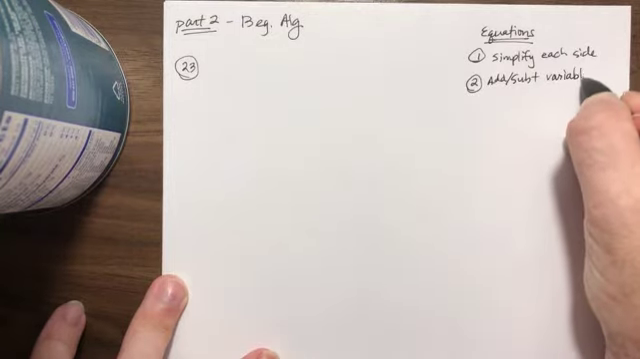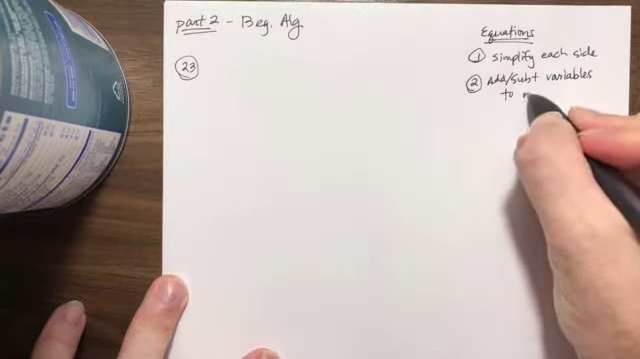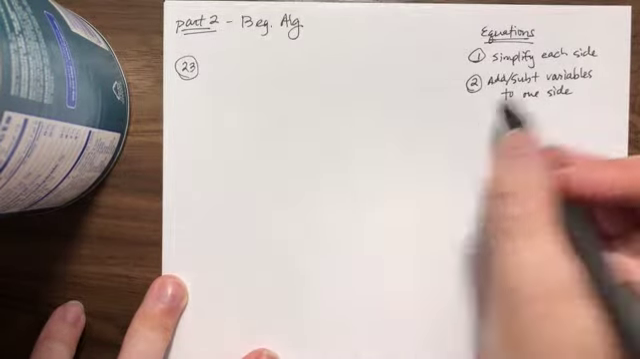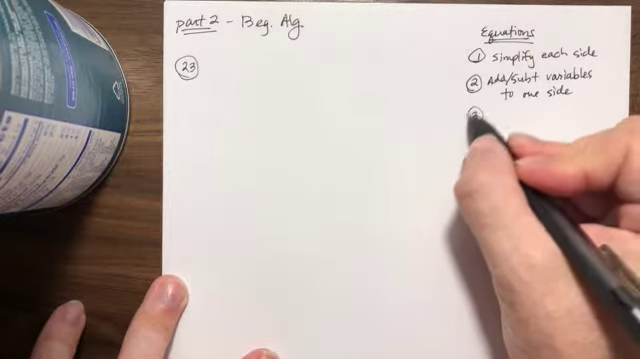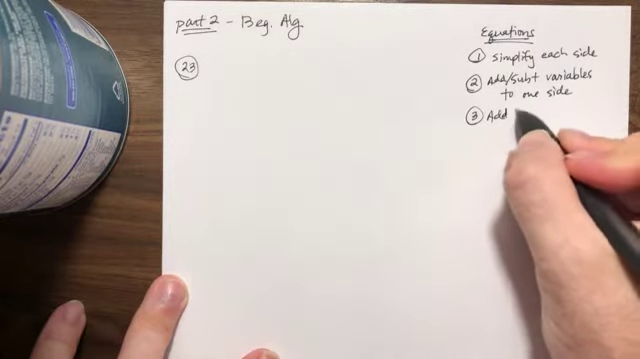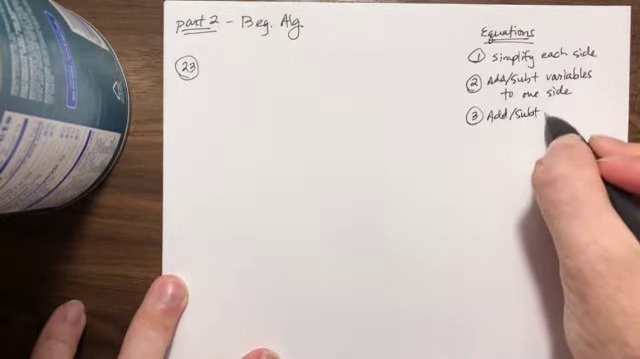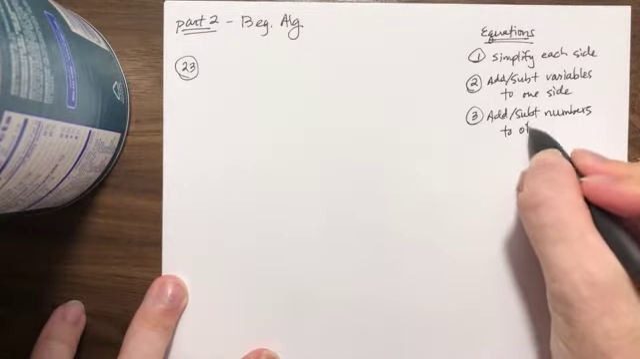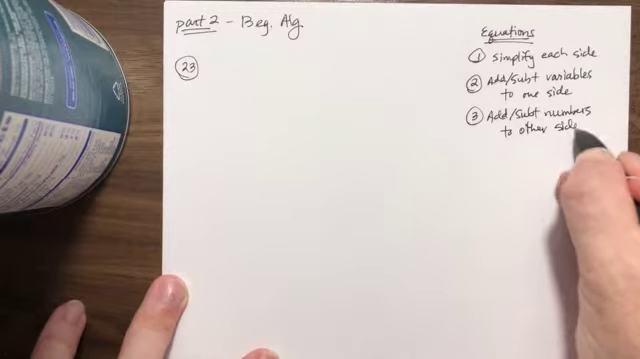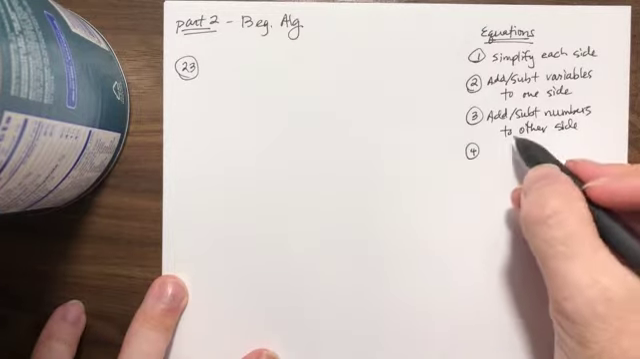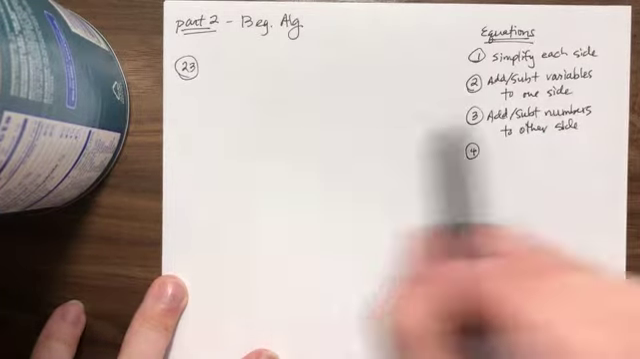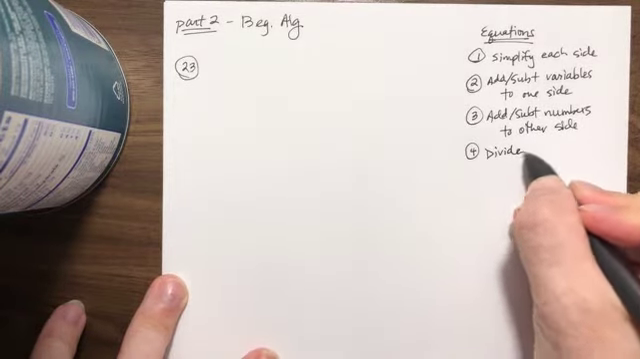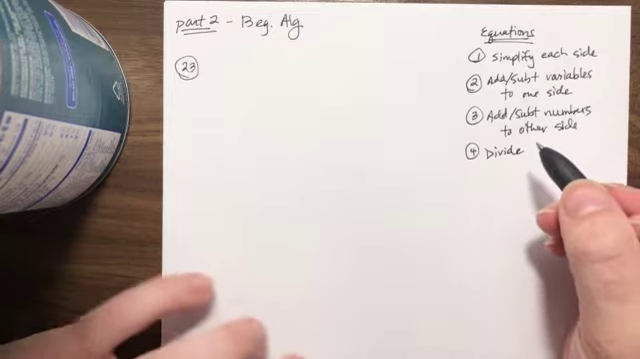variables to one side, right? So all the x's go on one side or the other, which you choose. And then you add or subtract all the regular numbers to the other side. And then the last step is, once you add or subtract the variables to one side, and once you add or subtract numbers to the other side, you get to divide the number in front of x. And then you're done, right?